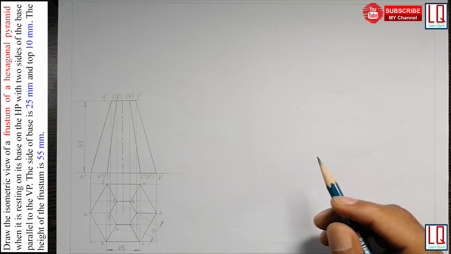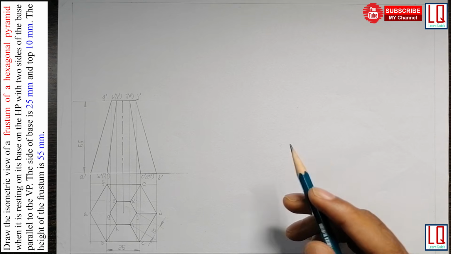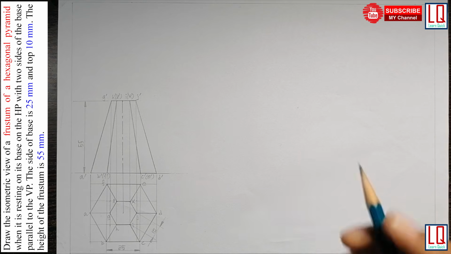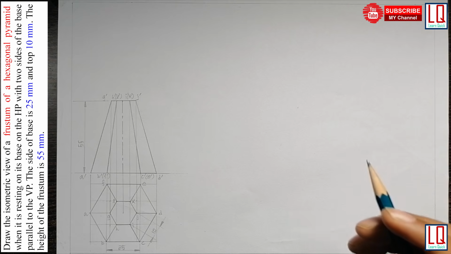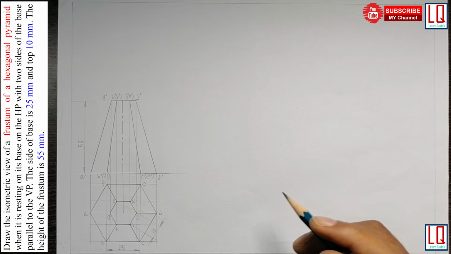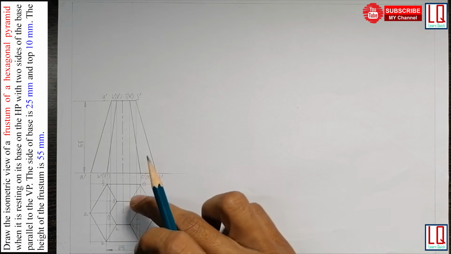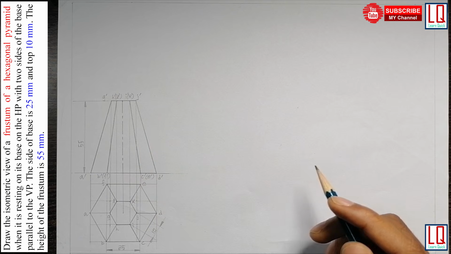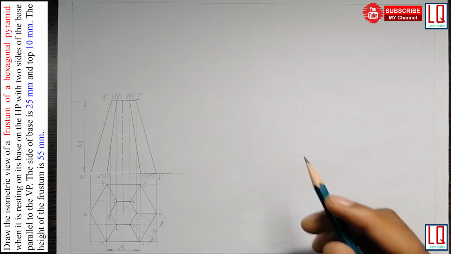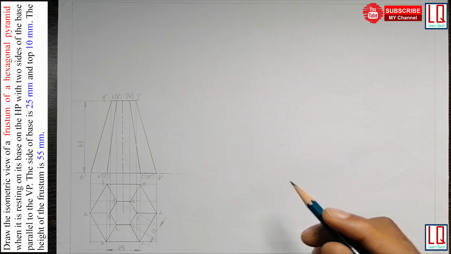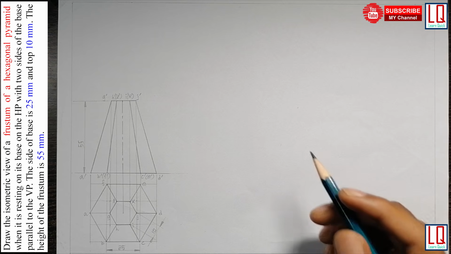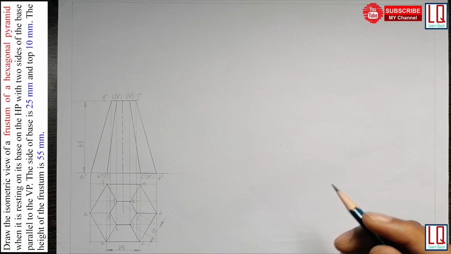Let's read the question. Draw the isometric view of a frustum of a hexagonal pyramid when it is resting on its base on the HP with two sides parallel to the VP. The side of base is 25 mm and top is 10 mm. The height of the frustum is 55 mm.